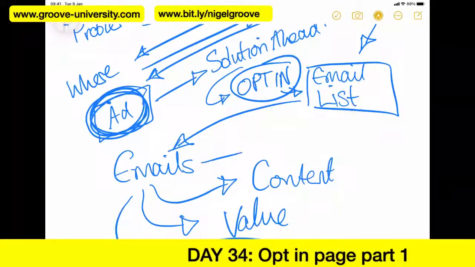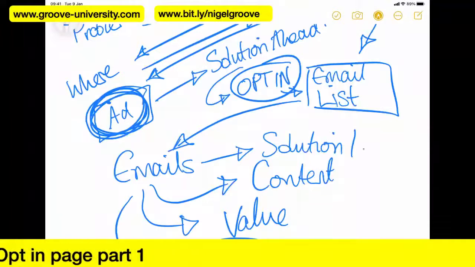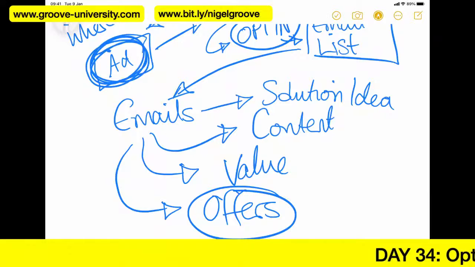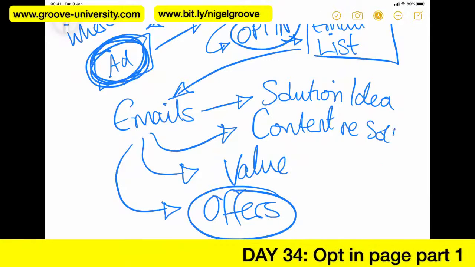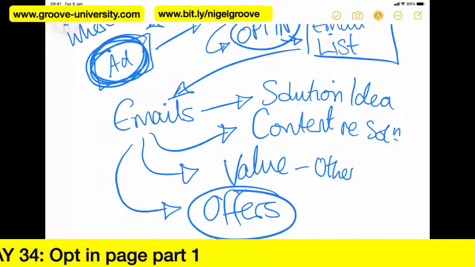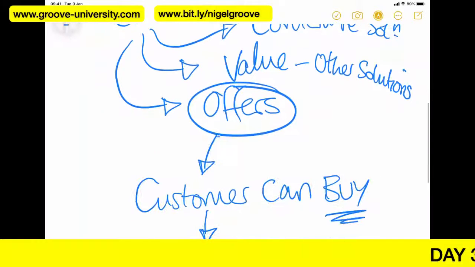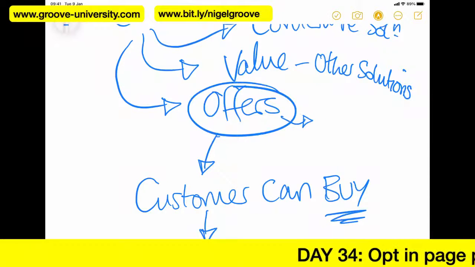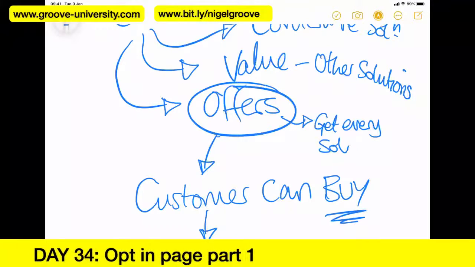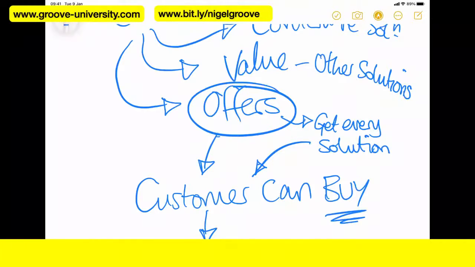You send that. And the first one could be a solution idea. Okay. And then this could be a content. Read the solution. Yeah. And this could be value. And that could be other solutions. And then you say the offer. Get every solution. And that's when people can buy.